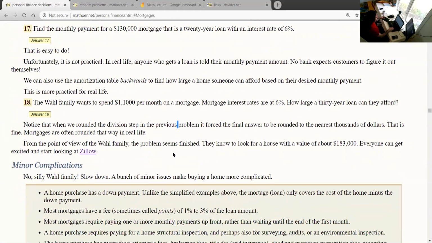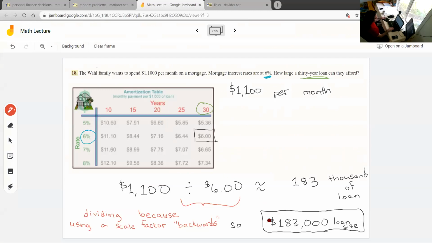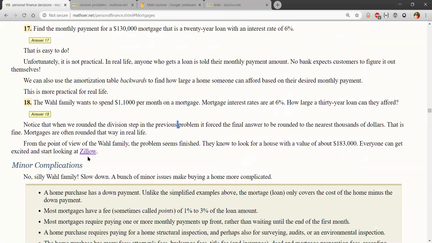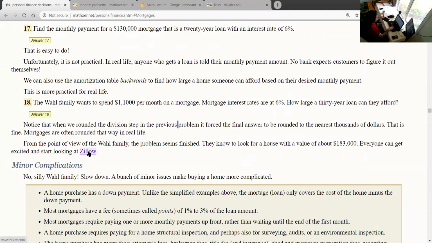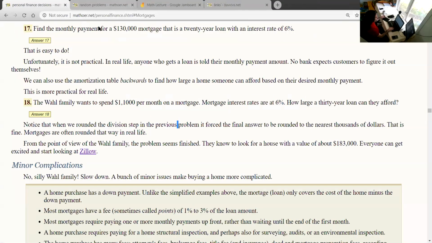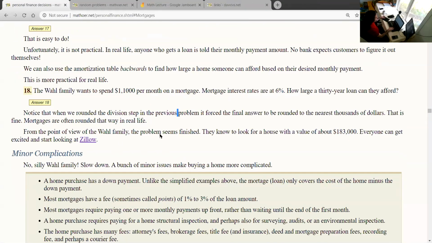Okay, at this point, we're sort of done. They know about how big a house they can get. Has everyone seen Zillow? If you haven't seen Zillow, it's something you can look at sometime. You can put in an address and it tells you all the houses around that address and how much they cost and things like that.